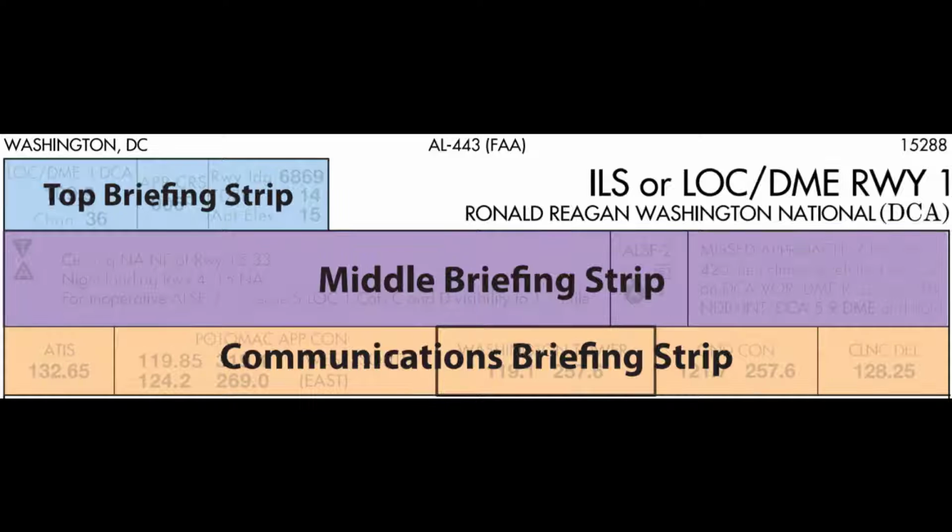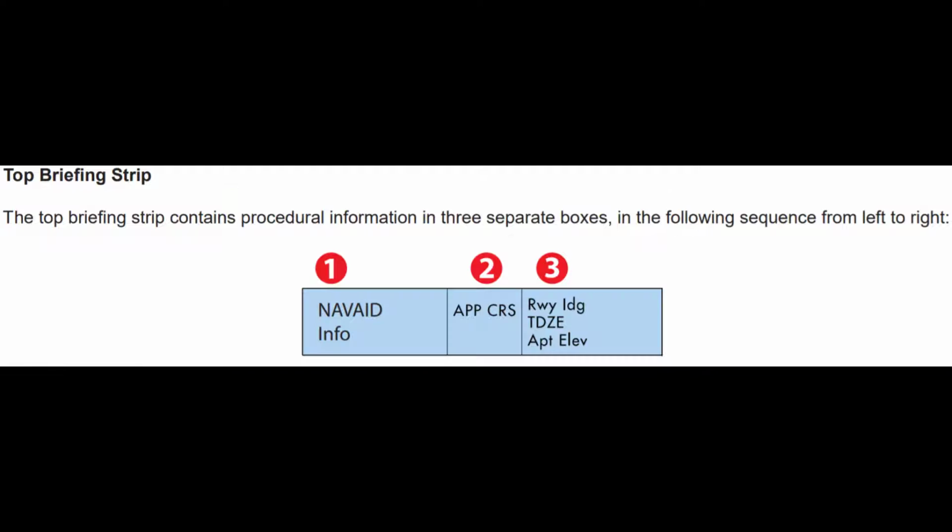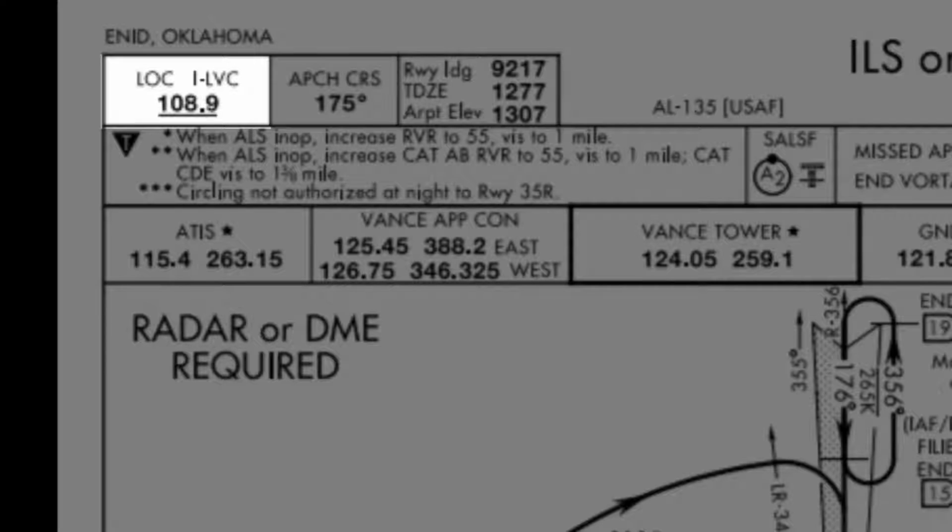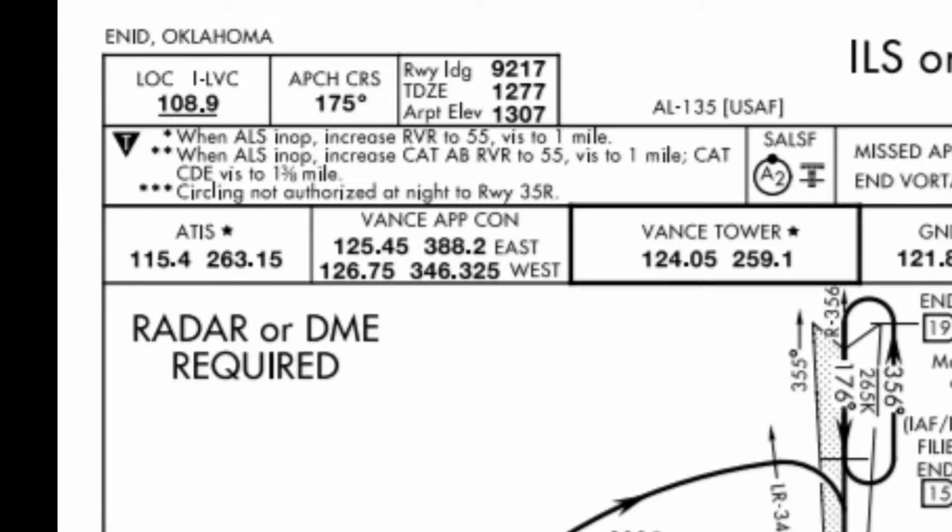Up next is the briefing strip information. Every briefing strip has a top, middle, and communications briefing strip. The top briefing strip is broken down into the primary procedure navigation information, final approach course information, and runway landing information. In the first box, the primary navigation type, whether it be a VOR, localizer, RNAV, or NDB, with its identifier and frequency channel will be displayed. If not required, the first box is removed.